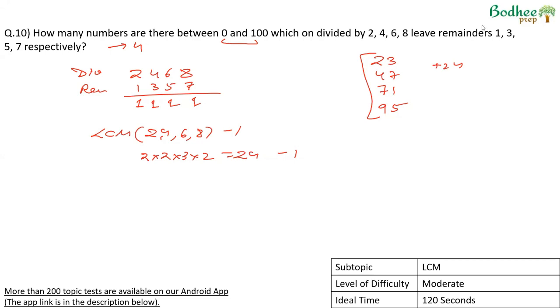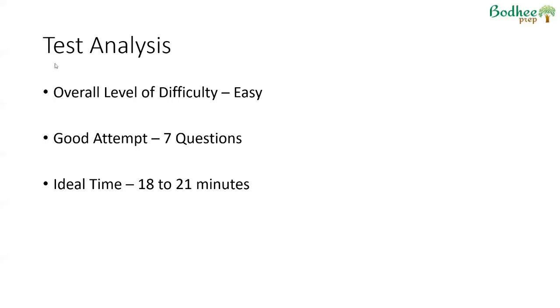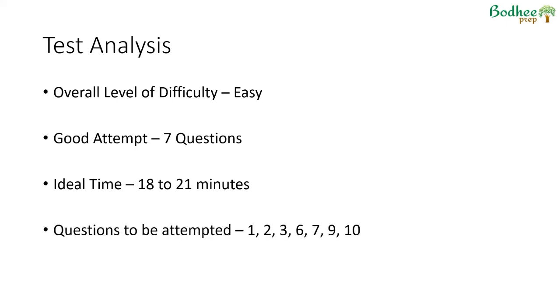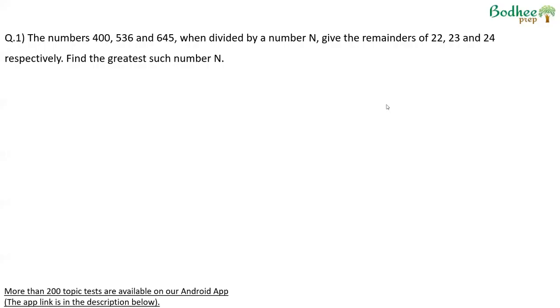So if we look at the overall level of difficulty of this test, as I said, easy test, maybe one or two questions are a little difficult. The rest could have been attempted easily or were patterns which you would have seen earlier. Attempt time also somewhere around 20 minutes should be good enough. The questions that I would choose from, if I had to choose 7 questions, would be 1, 2, 3, 6, 7, 9, and 10.